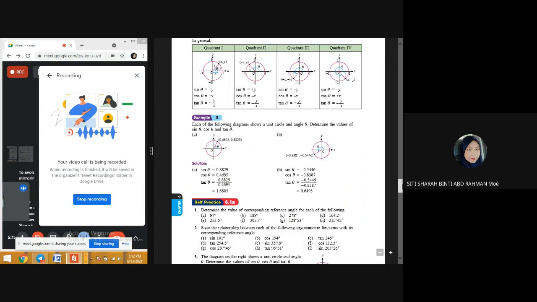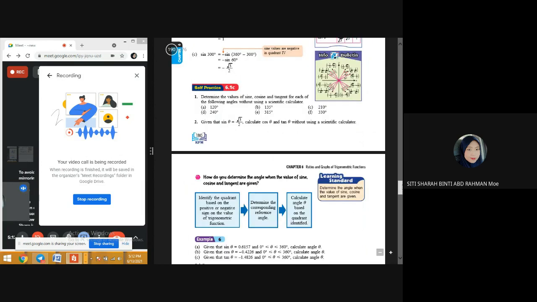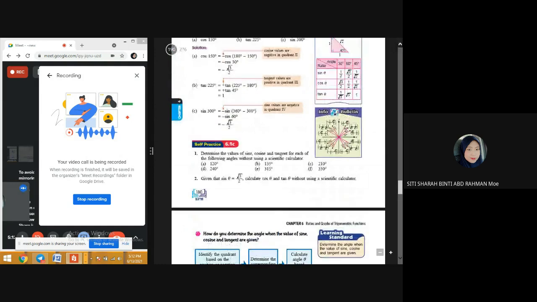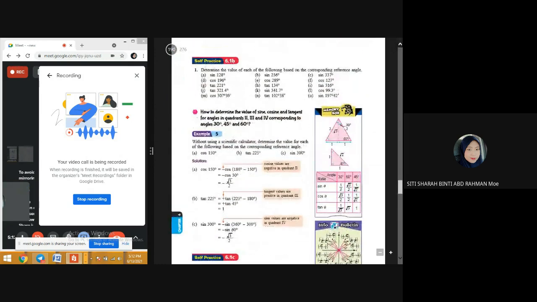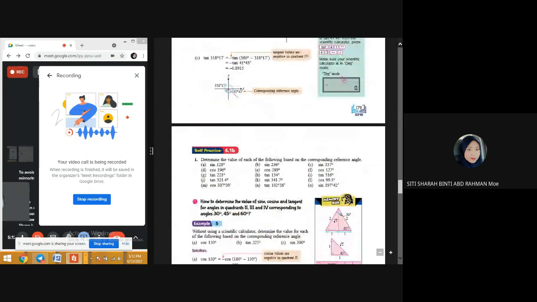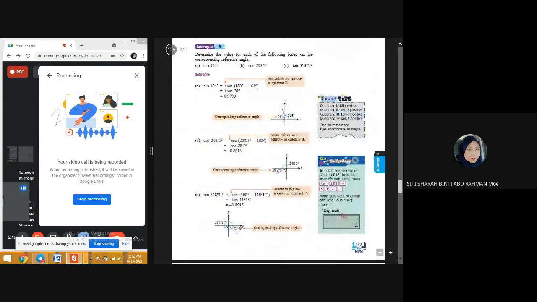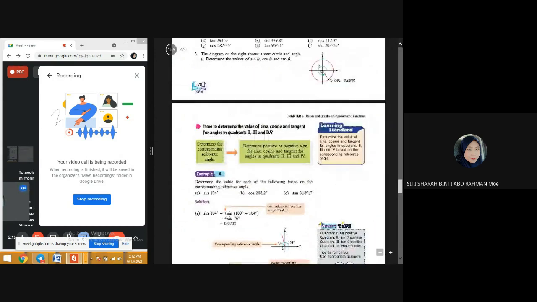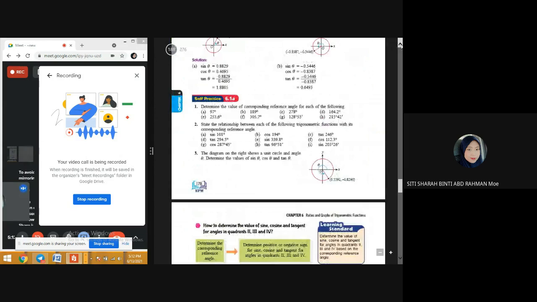So hopefully you can understand example 1 until example 3. So try to do practice 6.1a to help you understand more. Okay, bye bye.